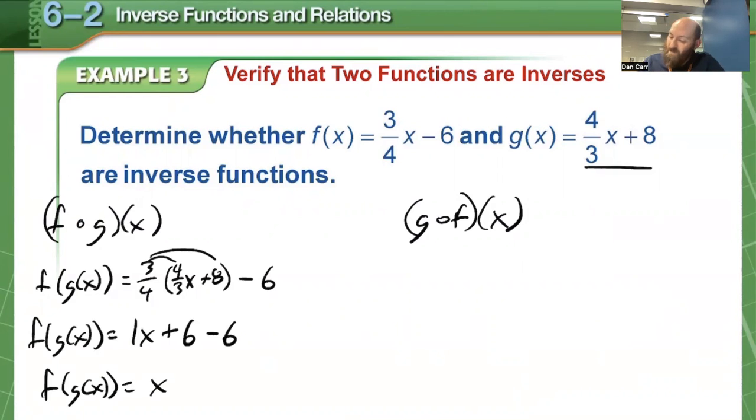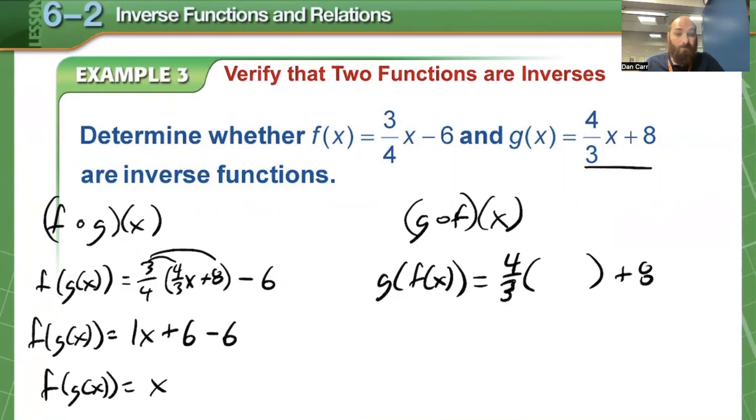Okay, g of f of x, we're going to do a similar thing. We're going to do right here, g of f of x. Looks like this will be 4/3 multiplied by parentheses plus 8. So now this whole f function goes inside of that. So it'll be 3/4 x minus 6.